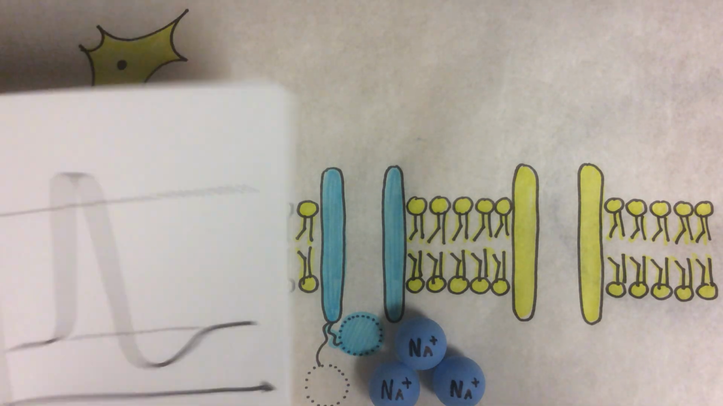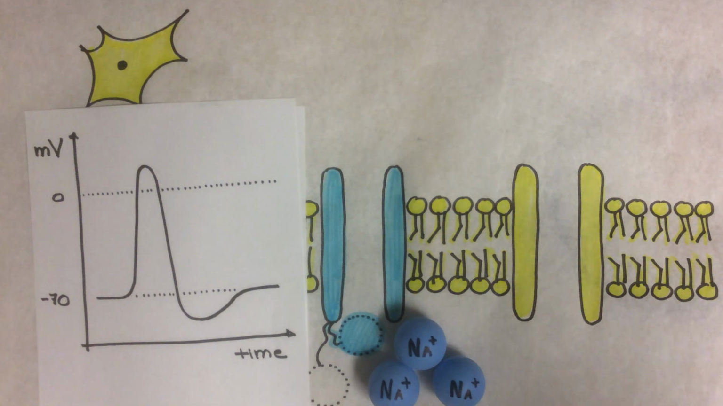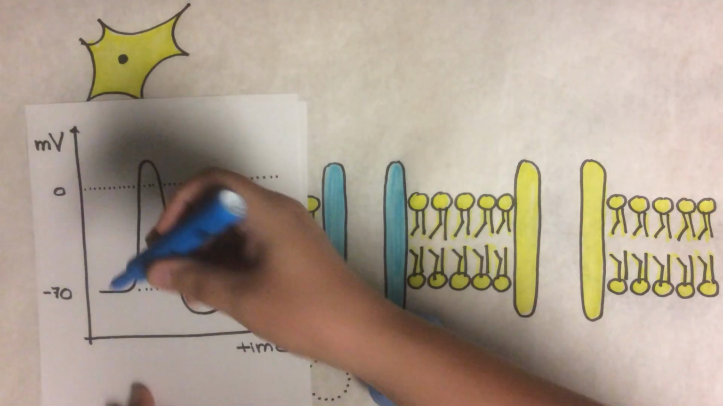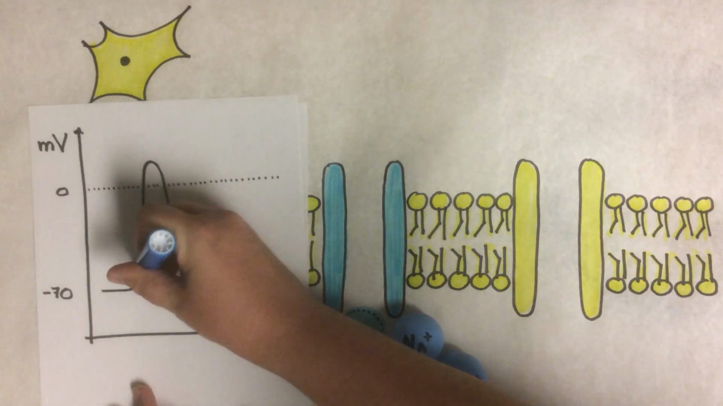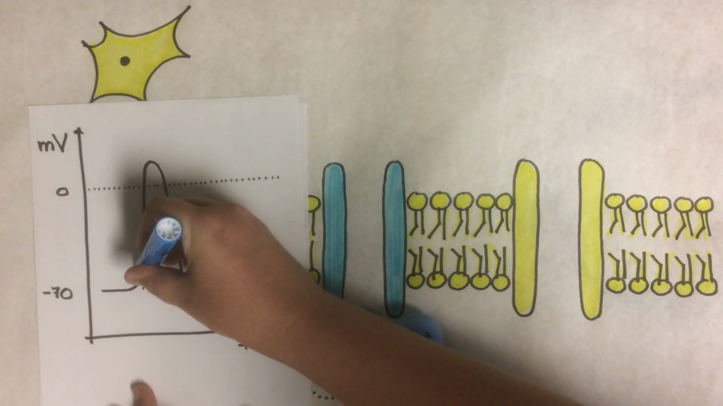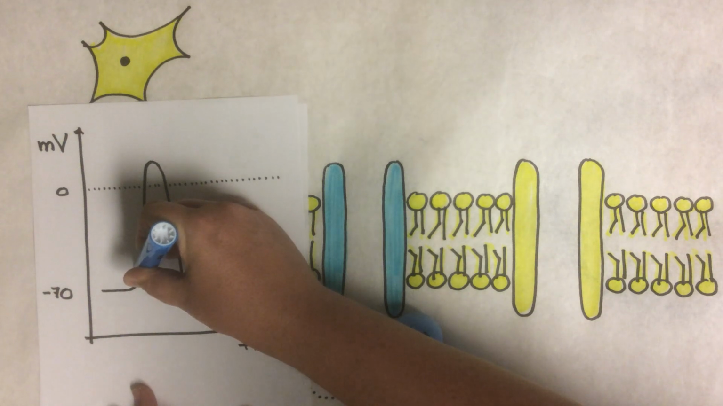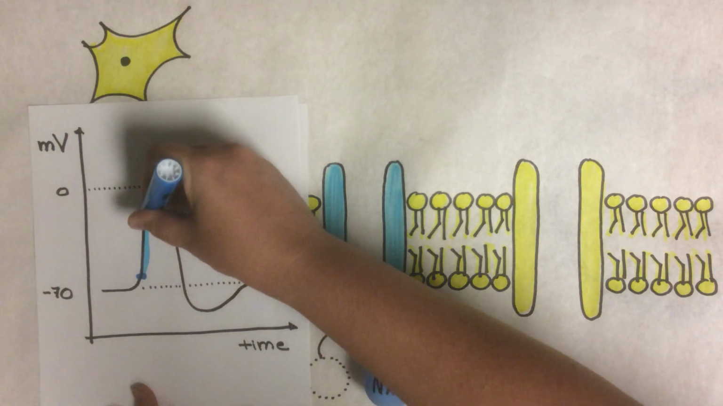So, once we hit the threshold of negative 55 millivolts in an action potential, all these voltage-gated sodium ion channels are going to open wide. As a result, there is this rush of sodium into the cell. As a result, it's going to depolarize the voltage of the neuron at that spot. So the voltage increases as we have this influx of sodium into the cell.